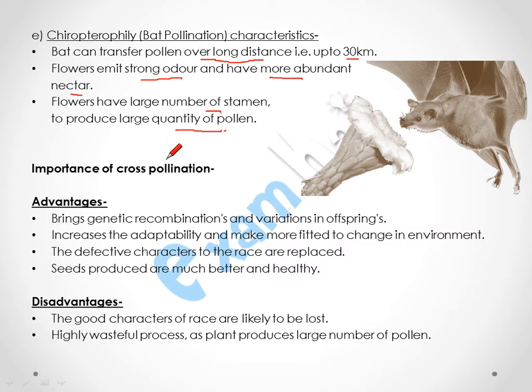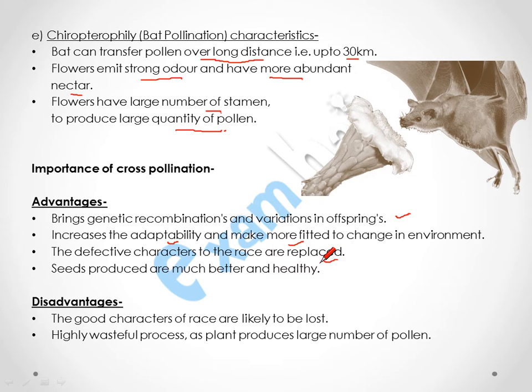Okay. So now we are going to discuss the importance of cross pollination. First of all, the advantages: it brings genetic recombination and variation in offspring. As in cross pollination, two different plants are needed. So in this way genetic recombination and variation in offspring occur. It increases the adaptability and makes the plant more fitted to changes in the environment. Also, the defective characters of the race are replaced.